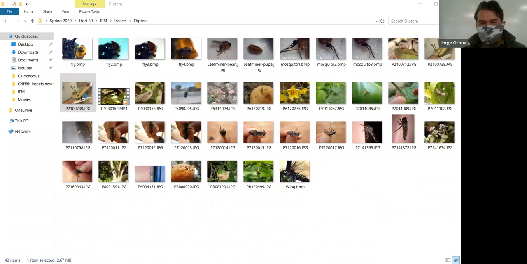Well, let's go to this one, because this is going to be a very serious problem. These are going to be the fruit flies. So I'm looking for it and I'll find it. There it is. So it's doing its dance. It's signaling to females that are in the area to come and mate with it.